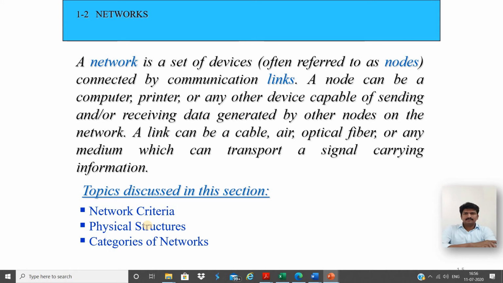A network, we already defined that. What is a network? A network is a set of devices, often referred to as nodes, and the device itself is a node, connected by communication links or paths. A node can be a computer, printer, or any other device capable of sending or receiving data generated by other nodes on the network. A link can be a cable, it may be air, meaning a radio wave, or it may be optical fiber or any medium which can transport a signal carrying information. Now, what is the network criteria?